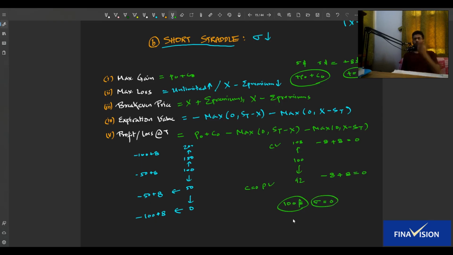But let's say it moves a little bit, to say $102. In that case the loss is minus $2 but the gain still remains $8. So the net gain is plus $6. Maximum gain happens when volatility is absolutely 0, that is, the stock price does not even change. So this is how a straddle occurs. When you are short volatility, you are short straddle. When you are long volatility, you are long straddle. And the max gain, max loss, break-even price, expiry value, profit and loss are all explained here.